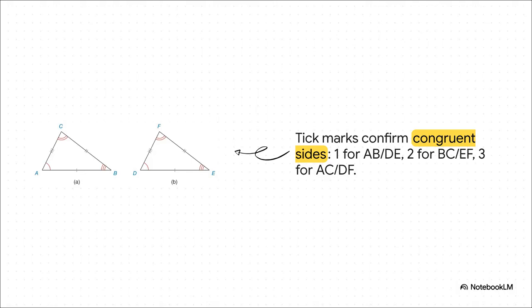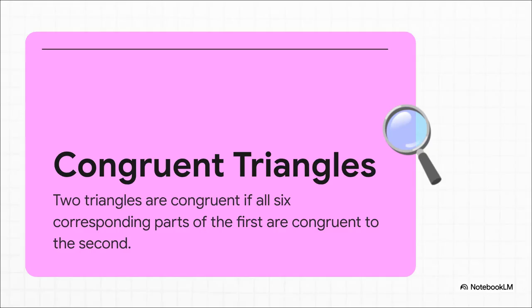And yep, the diagram backs this up completely. Side AB and side DE, they each have one tick mark. Sides BC and EF, they have two. And sides AC and DF, they have three. The visual clues and the written statement are telling the exact same story. So when you put all of this together, you get the official textbook definition. For two triangles to be truly congruent, you have to show that all six of their corresponding parts, that's the three angles and the three sides, are congruent.